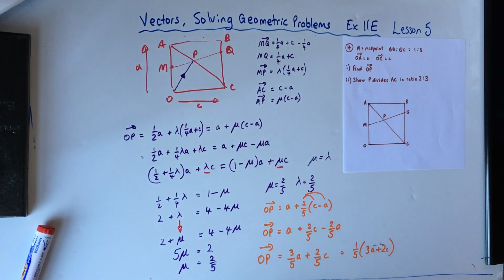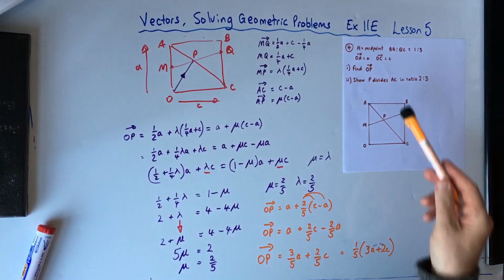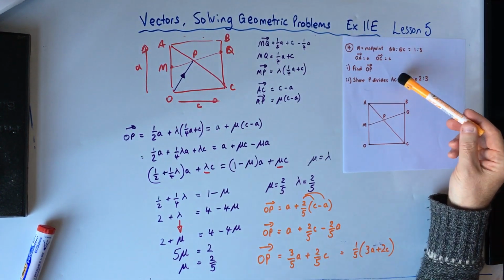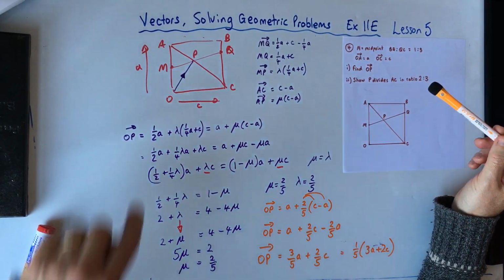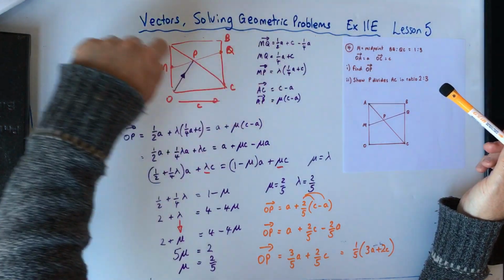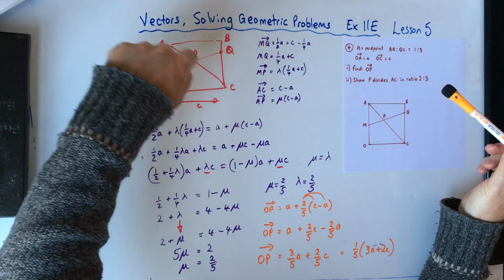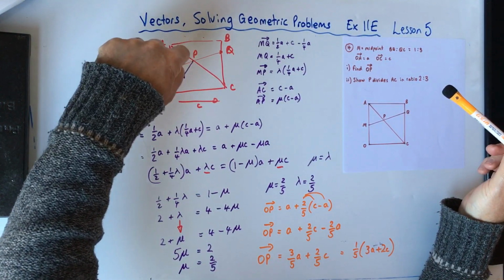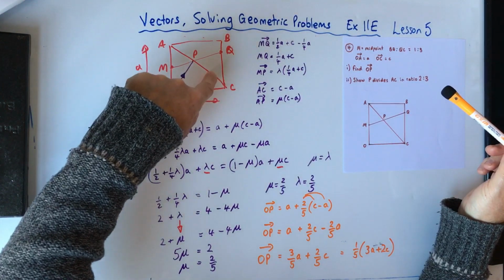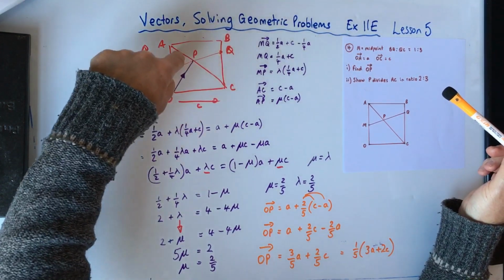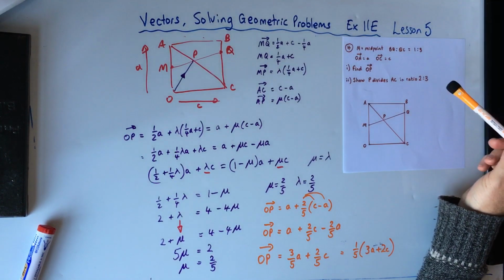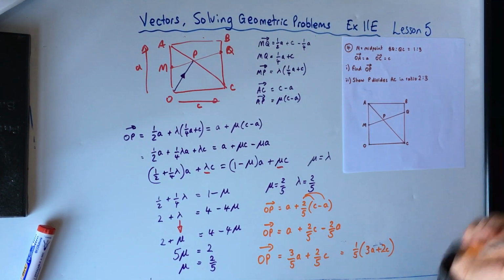We've also, it does say show that P divides AC in the ratio of 2 to 3. Well, we've found that the fraction of this is 2/5. So if it's 2/5, that's 3/5, isn't it? 2/5 and 3/5, in other words, 2 to 3. So inadvertently, we've also shown part 2 as well. So that's how you could do that one.